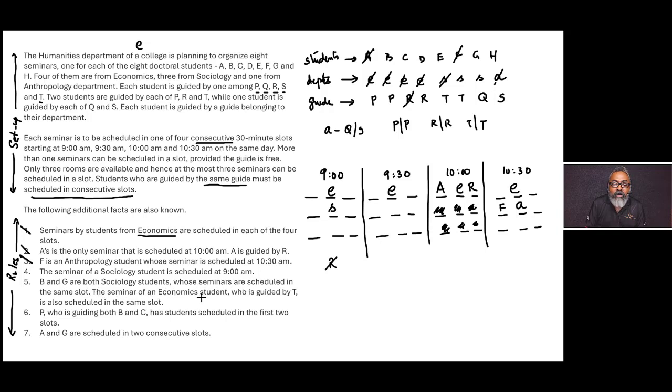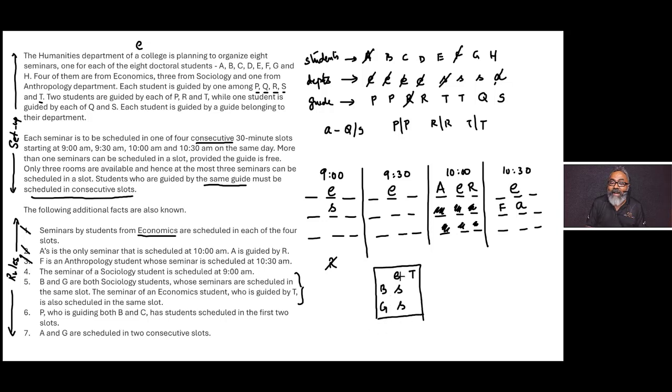The seminar of an economic student who is guided by T is also scheduled in the same slot. And here we get a block. The block says that we have two sociology students, B and G. They have to come in the same slot. And also we have an economic student who is guided by T. So all these have to be in one particular block.